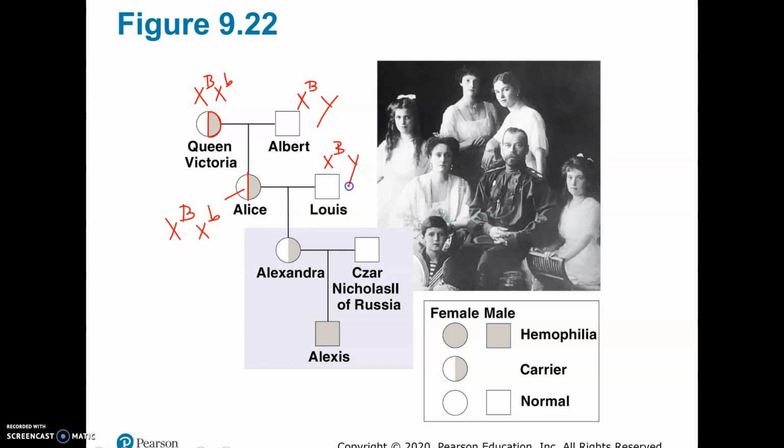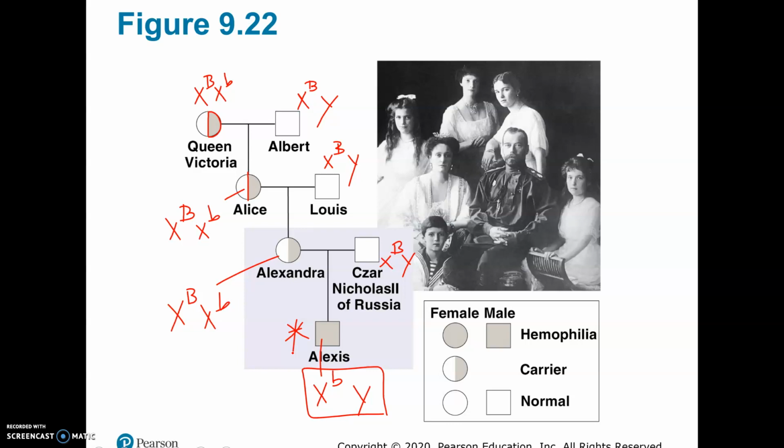Lewis does not have hemophilia. Alexandra also got the gene from her mom, but again, she's just a carrier. Nicholas did not have hemophilia. The son Alexis now gets the bad gene from mom, gets the Y from dad, and there you go. We have hemophilia in the son. So notice how in a sex-linked trait, what we usually see is sons end up with it. Females are typically just carriers. We almost never see a female that actually has it.